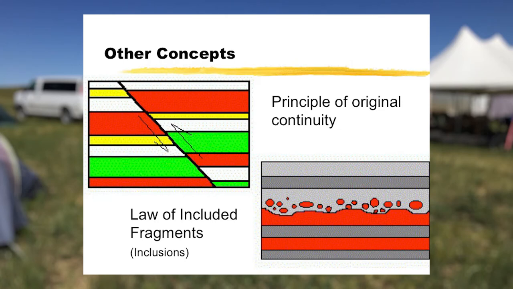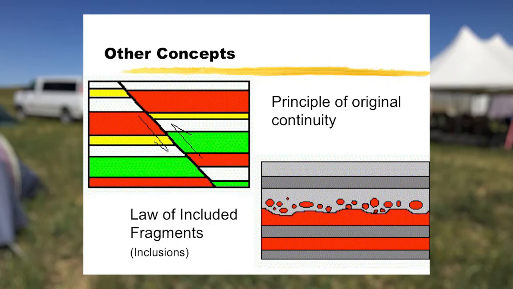Principle of original continuity. If you see layers that are not continuous, you try to move them until they can be continuous. So in this case, you might move this one down until that red layer there is here, the green layer is here, the white layer is here, and so on. That would match up pretty good. So that's how you deal with faults. You assume that if the layers are not continuous, if they stop at a fault, that you should be able to slide them along the plane of the fault until you get them lined up again.